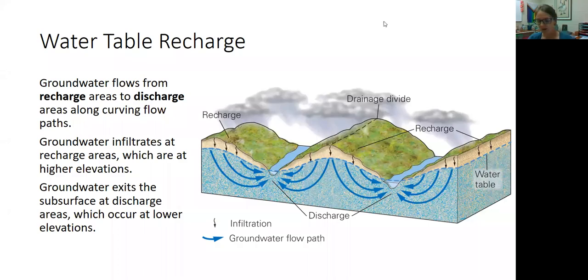So water, groundwater that sits below the surface doesn't just sit there. Just like the water on the surface of the earth that flows, groundwater also flows. It just does it much, much slower.